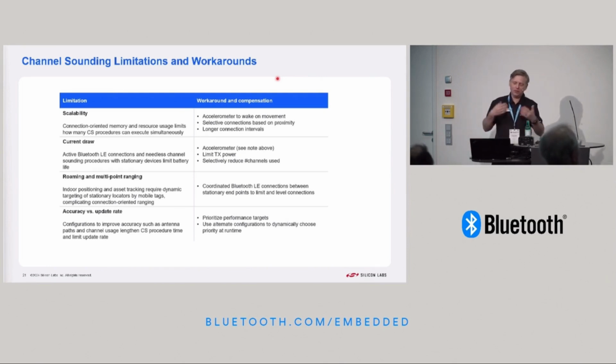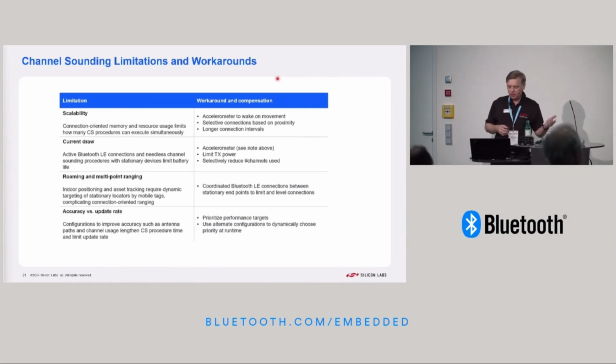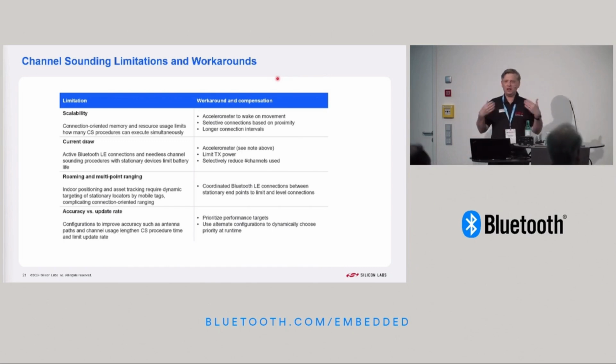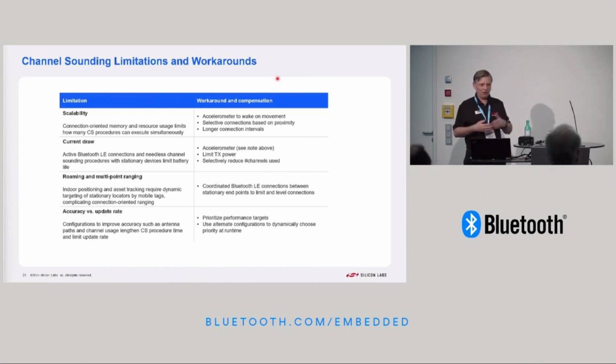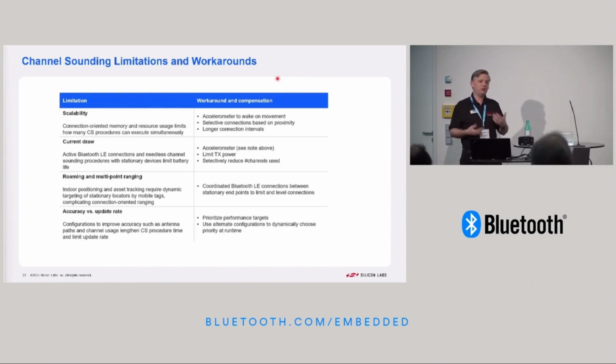It prevents or minimizes the chances of collisions. Another limitation is current draw. There's just a certain amount of current draw associated with an active BLE connection because for every connection interval you're doing some sort of transmission, doing some sort of reception. Again, an accelerometer could be used here to limit the amount of time you spend in a higher power state in a connection. You could also selectively limit your transmit power.